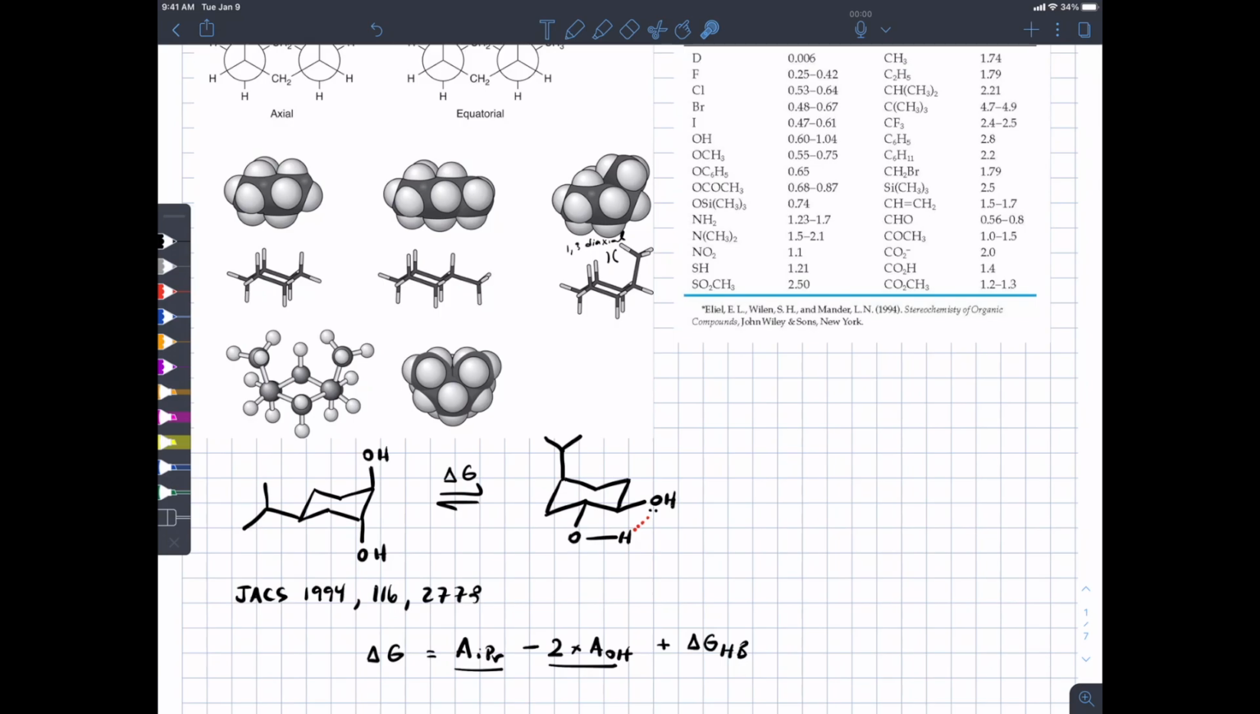So kind of a cute little study. Of course, hydrogen bond strength varies dramatically as a function of context. If your solvent is water, it's different than if it's a non-polar solvent.